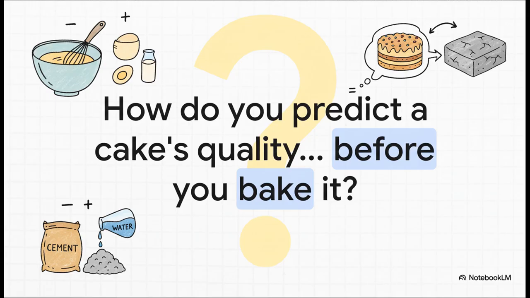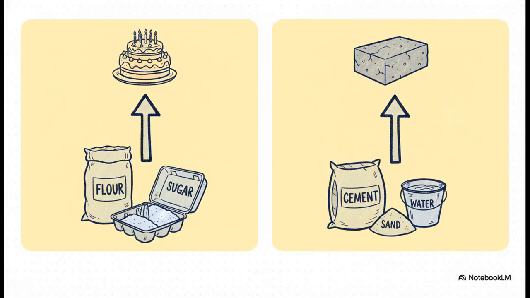Seriously, think about it for a second. You've got your flour, your sugar, your eggs all lined up. You kind of know how that cake is going to turn out, don't you? A little more sugar might make it sweeter. Just the right amount of baking powder is going to make it fluffy. You're already making a prediction based entirely on the ingredients. And this is where the whole idea just clicks.